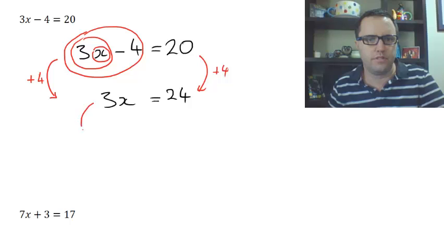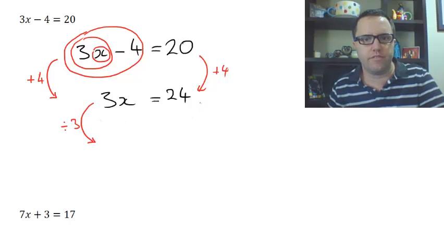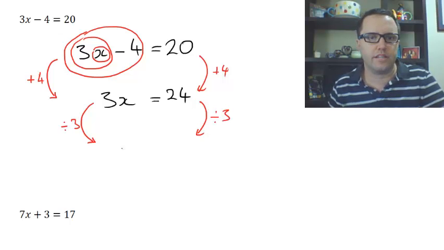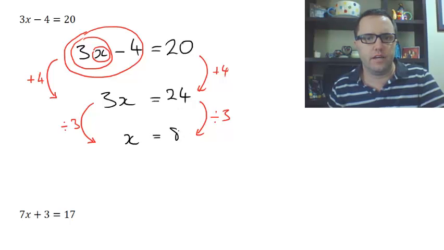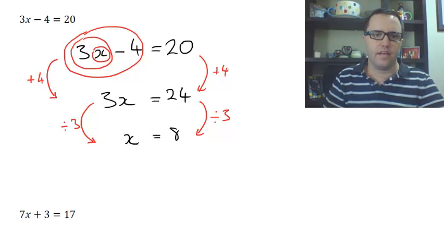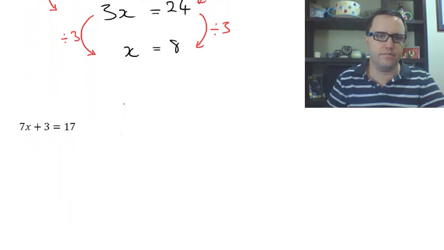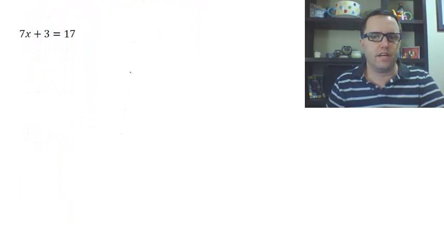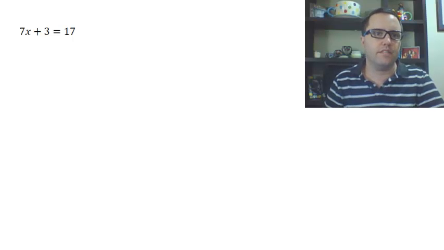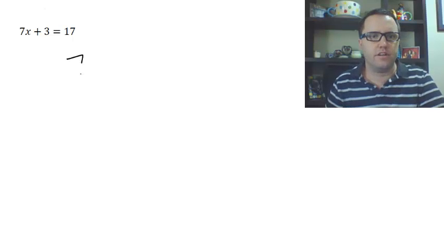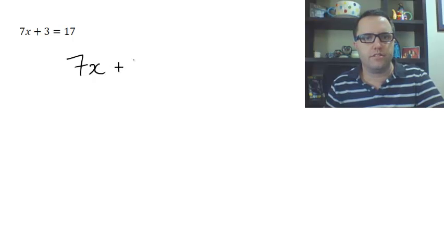So the opposite of that, 3 times x, is to divide by 3. Divide by 3, and so 3x divided by 3 is x. 24 divided by 3 is 8. Okay, so x would be 8 in that situation. All right, our last one to have a look at for this one here. So 7x plus 3 is equal to 17. So let's rewrite that for ourselves. 7x plus 3 equals 17.